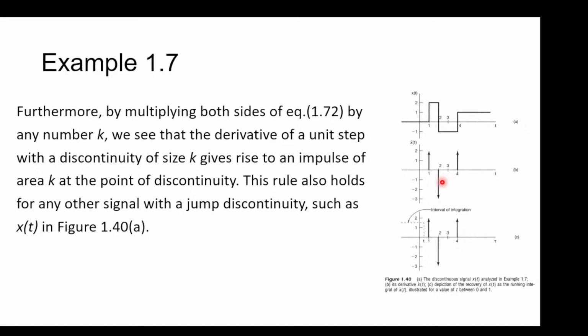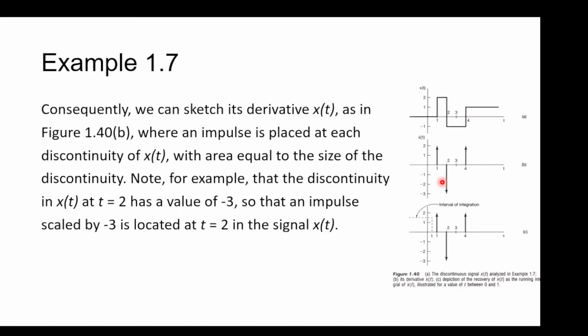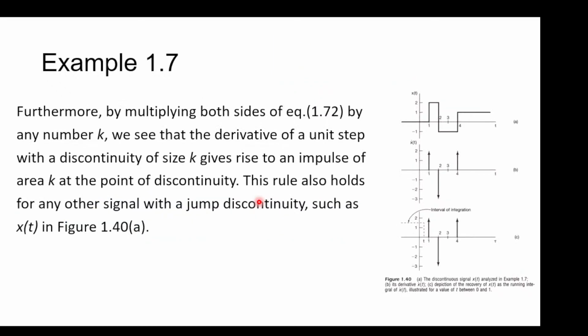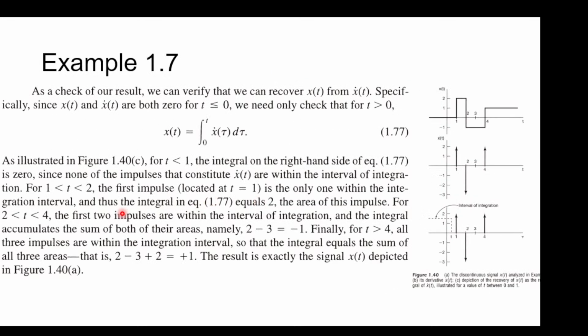Okay. We have 1 more minute, so let's finish this. Basically, we use this to get the derivative of this function. It's constant everywhere, but it has 3 discontinuous jumps, and each jump is like a jump in the unit step function. If the height is 2, then you get twice a unit impulse, etc. And then you can check that if you take the integration of those 3 impulses, you will get back this function.